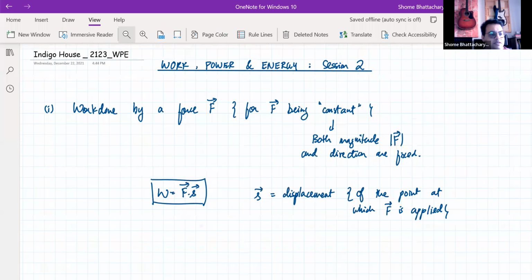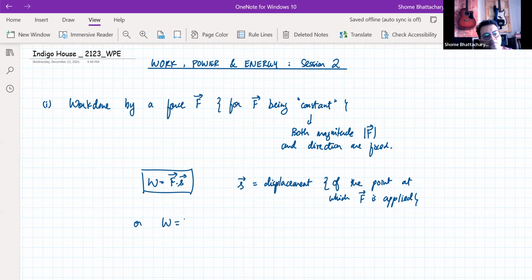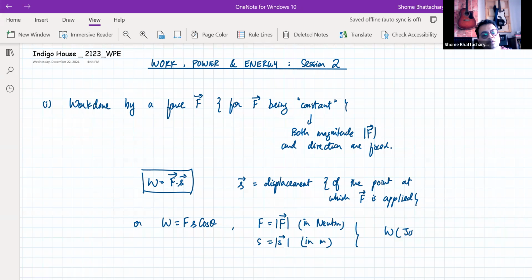And therefore we can further simplify this as F s cos theta, where these are the magnitudes of the force and the magnitude of the displacement. In SI units, displacement should be expressed in meters, and then the work done will be expressed in joules. And theta is the angle between the two vectors, force and displacement. So we saw that 1 joule is equal to 1 Newton meter. Okay, so that is the SI unit.